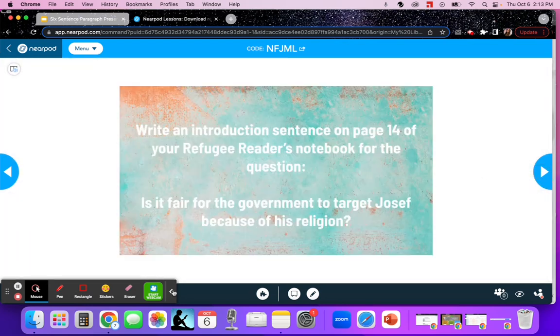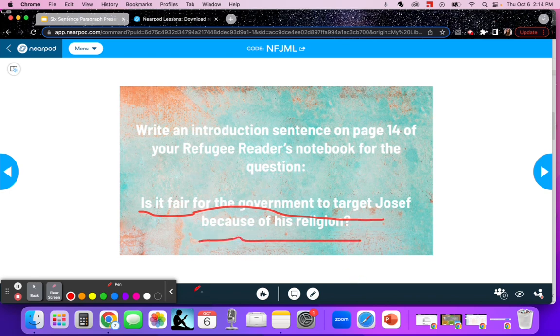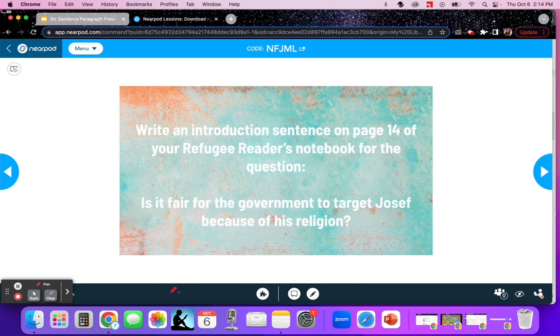It is your turn now. On page 14 of your Refugee Reader's Notebooks, there is a place for you to write your 6-sentence paragraph. So now go ahead and write an introduction sentence on page 14. The question that you're going to be answering, but not yet, not in the introduction sentence, is it fair for the government to target Joseph because of his religion? That was the worst underlining I've ever done. I'm just going to get rid of it. So that is your question that you're going to be answering.